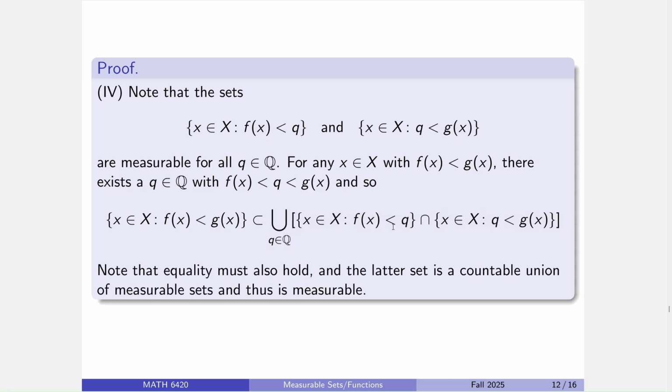And note that it's actually pretty easy to see that equality has to hold, because if you're in this set, then you're clearly in this one. Because if you're in this one, you're in one of these, and if you're in one of these, then f of x is strictly less than g of x. And hey, there you go, you've got a countable union of measurable sets, you're measurable.